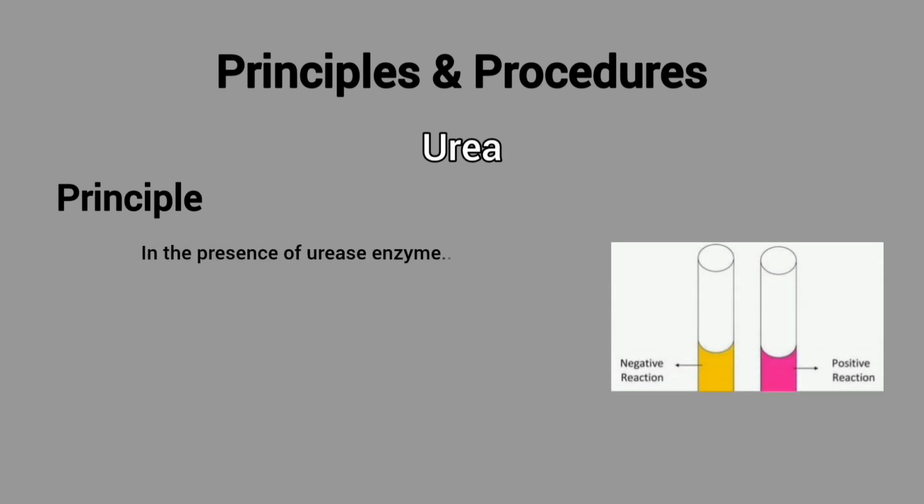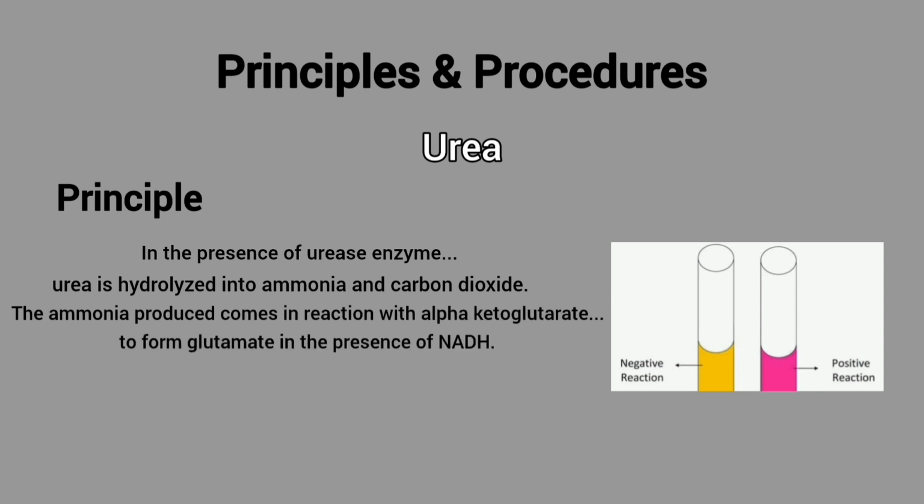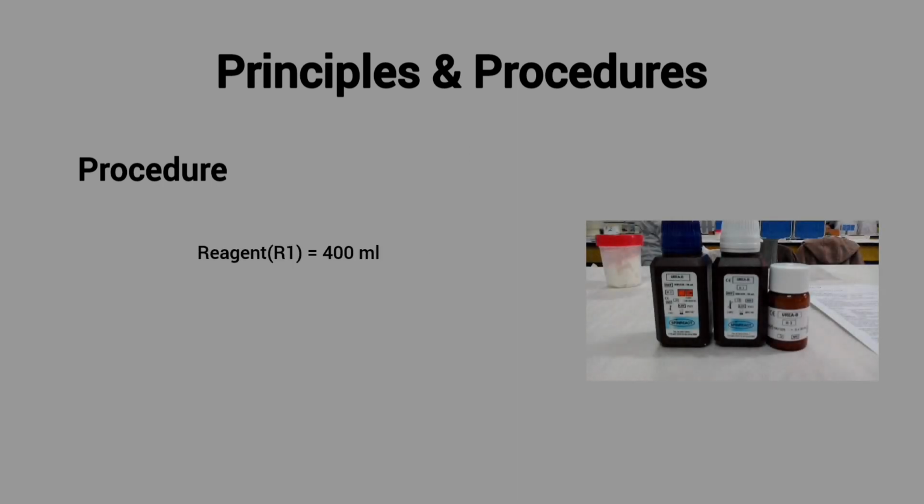In the presence of urease enzyme, urea is hydrolyzed into ammonia and carbon dioxide. The ammonia produced reacts with alpha-ketoglutarate to form glutamate in the presence of NADH. NADH is oxidized, resulting in a decrease in absorbance at 340 nanometer, that is directly proportional to the concentration of urea in the sample. Procedure. R1 is equal to 400 microliter, R2 is equal to 100 microliter, and serum is equal to 10 microliter.